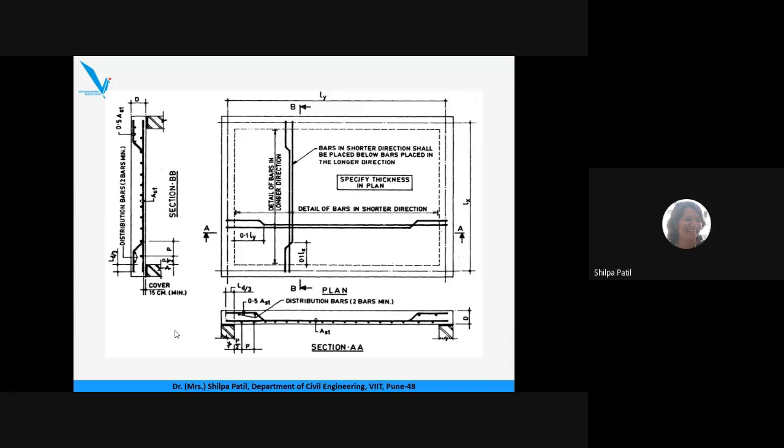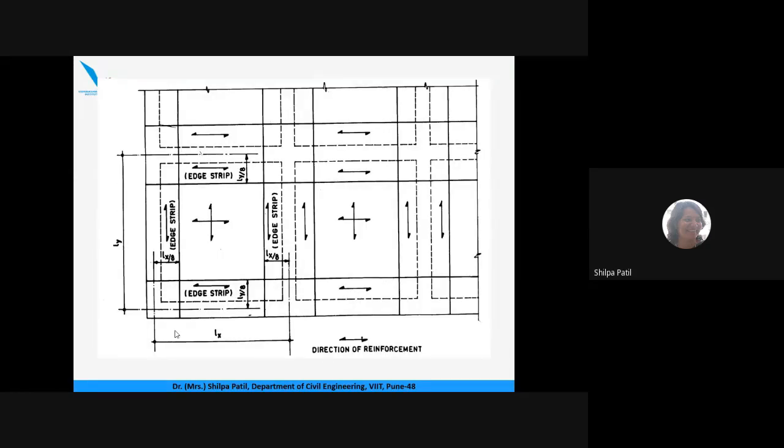Okay. So these are the details showing the edge strip distances and all that. We have already discussed this, and it is already given in IS 456.